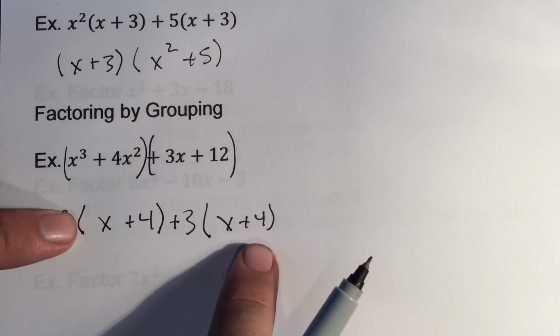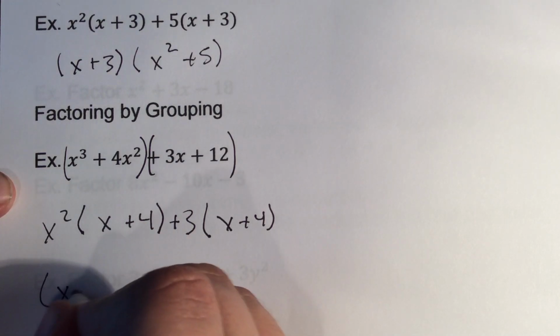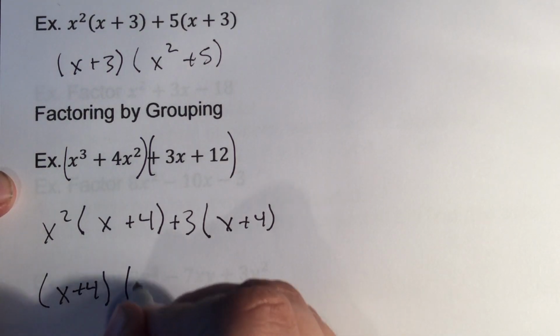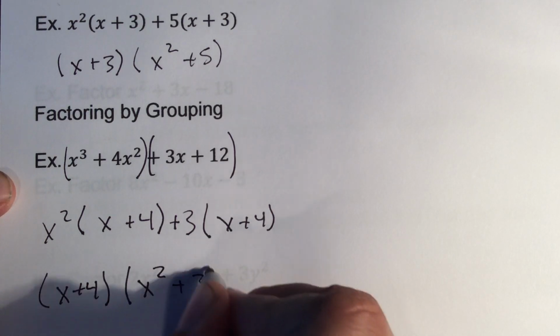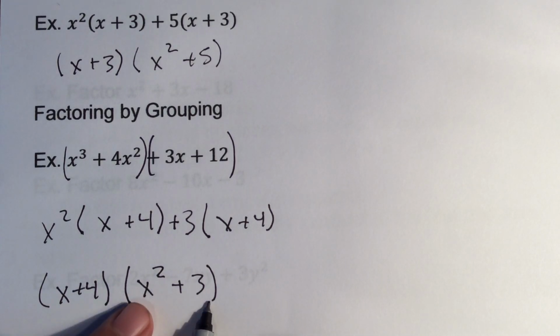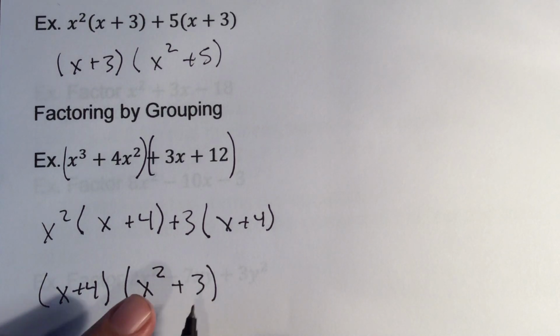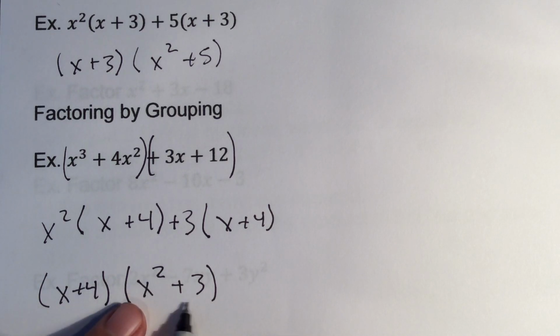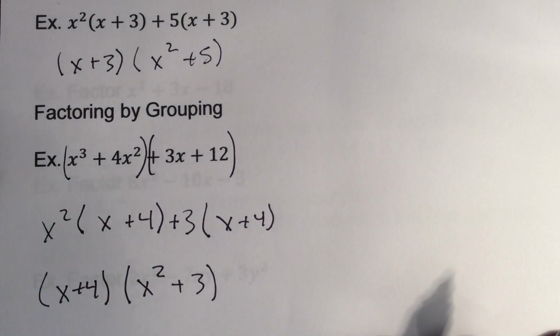And then we're doing just like what we did up here. We put the common factor x plus 4 to the front, and the rest gets grouped together into its own set of parentheses. And that's it. Now, something to check, especially if there's an x squared, see if this can break down further. Always check for that. In this case, x squared plus 3 isn't going to break down any further, but always look for that.